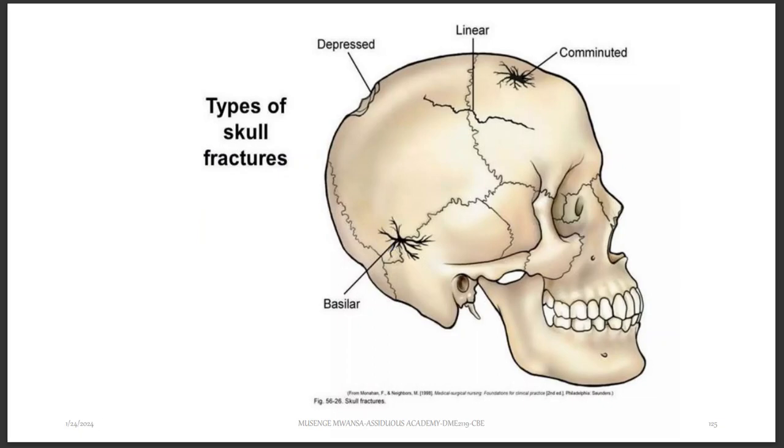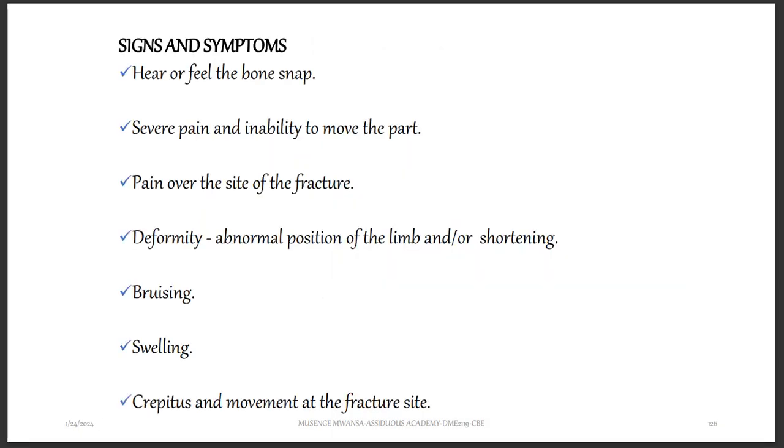So that is how this one also is. What are the signs and symptoms that someone has a fracture? You are going to hear or feel the bone snap. There's going to be severe pain and inability to move the part where there's a fracture. There's also going to be pain over the site of the fracture. There's going to be deformity, abnormal position of the limb.